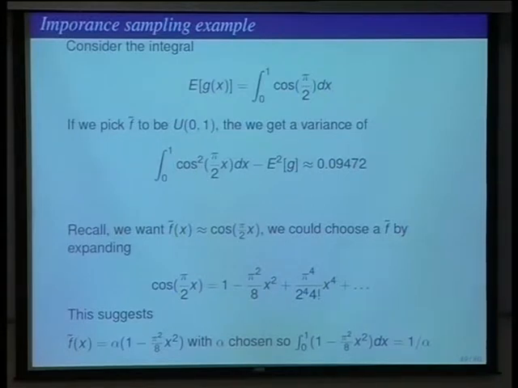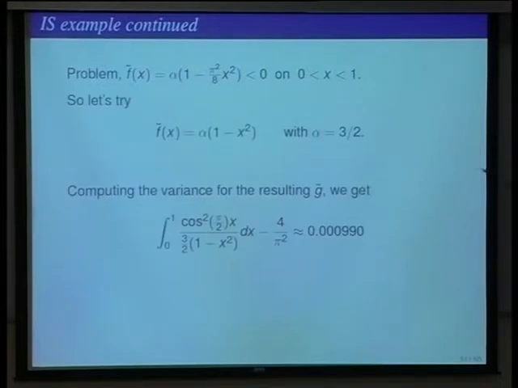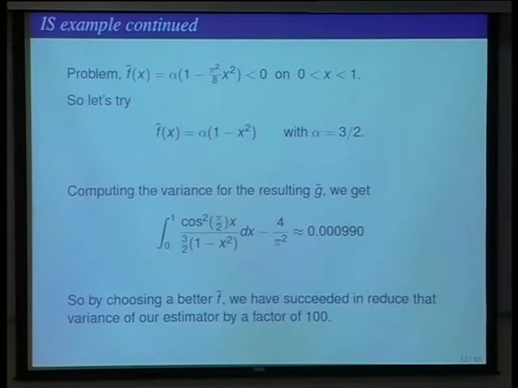But again, we're looking for something that looks like our integrand. So let's take the 0 out of that domain. We'll look for an f tilde that's alpha times 1 minus x squared, with an alpha of 3/2 to make that integrate to 1. We do this, and we get a variance of 0.00099. So just by choosing a better f tilde, we reduced our variance estimator by a factor of 100. We made our Monte Carlo integration 100 times better, 100 times faster.